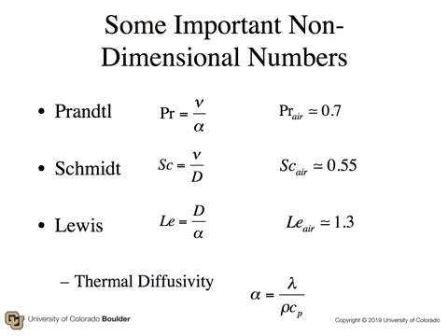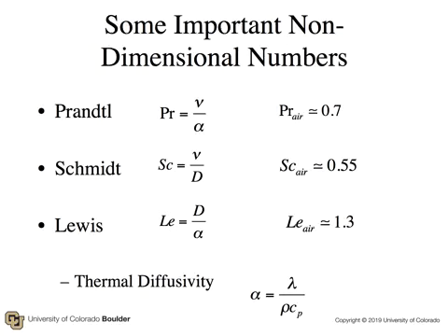Just a reminder that there are some important non-dimensional numbers, which are ratios of transport properties. So the Prandtl number is the ratio of momentum to thermal diffusion. For air, it's about 0.7. The Schmidt number is the ratio of momentum to mass diffusion, and in air the Schmidt number is about 0.55, and the Lewis number is the ratio of mass diffusion to thermal diffusion, and in air it's about 1.3.